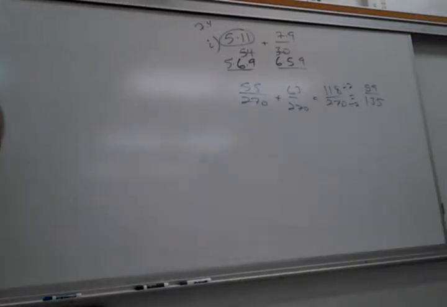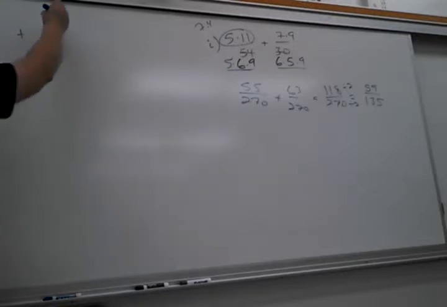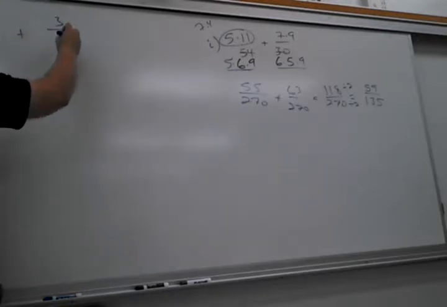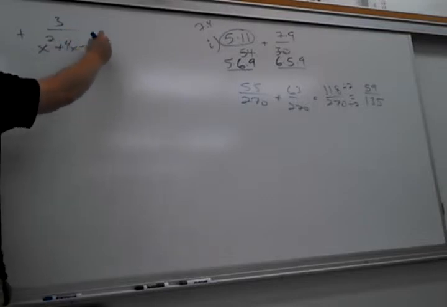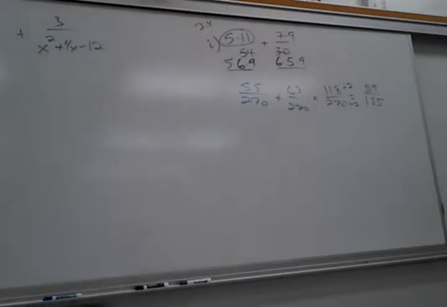So what if I have, what you got? X over x squared minus 4 plus 3 over x squared plus 4x minus 12. I like it. I like it a lot.